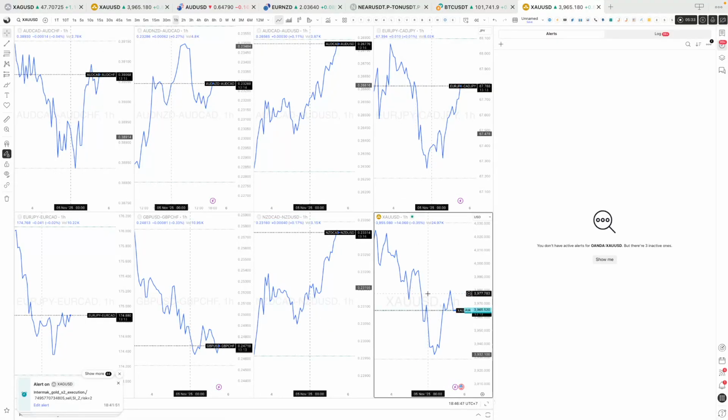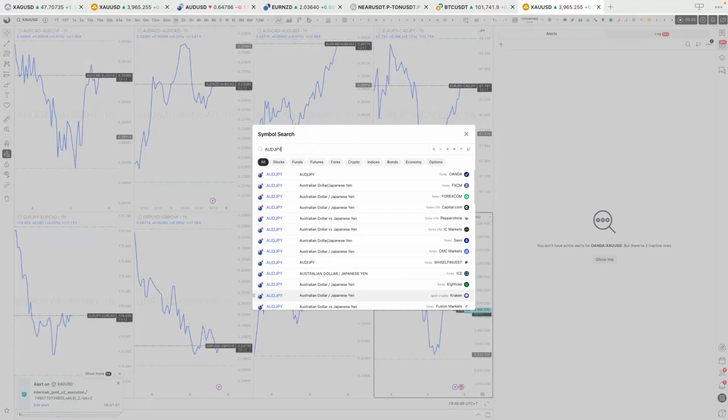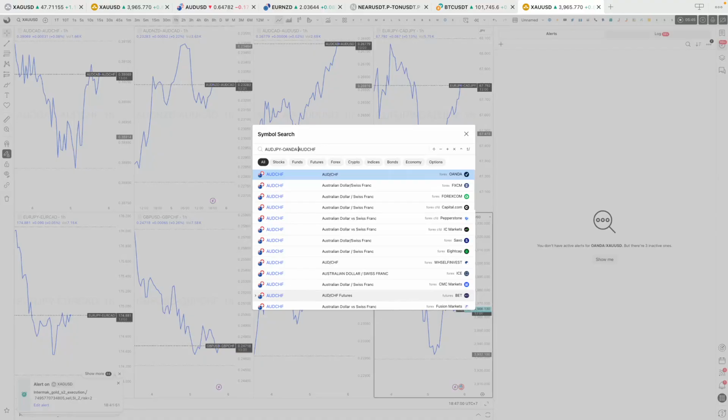Then yen flat Aussie dollar. So Aussie dollar Japan yen. I think, we already did this one? No, something close to it.